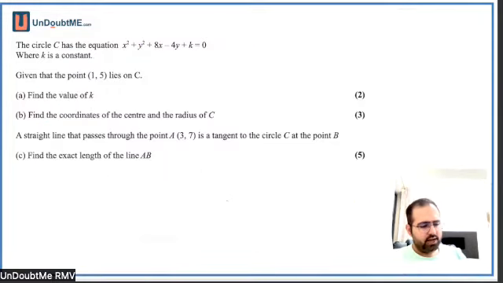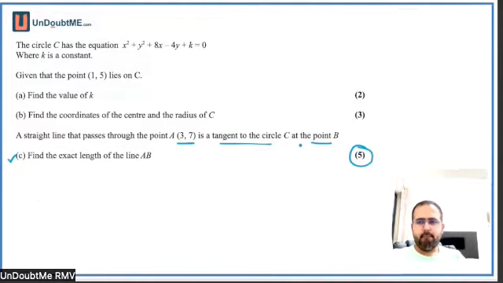Okay, we are done with the second part. Now find the exact length of AB. Before that, a straight line that passes through the point is a tangent to the circle at point B. So find the exact length. How are we going to do it? Look at the marks of this question. It's 5 marks, means before actually starting, I would like to have your insights, like what concepts are coming to your mind to do this.